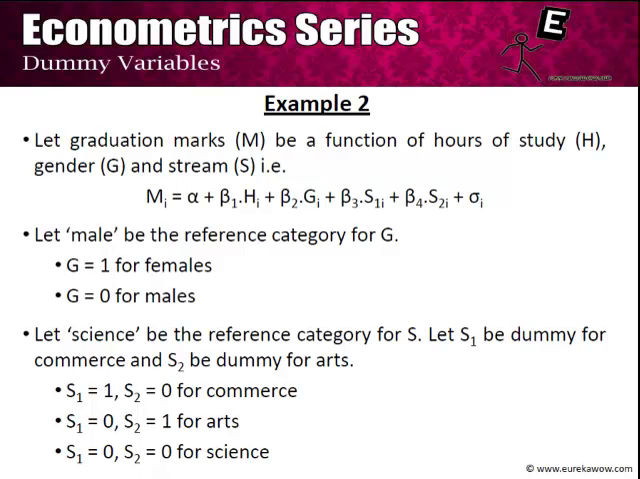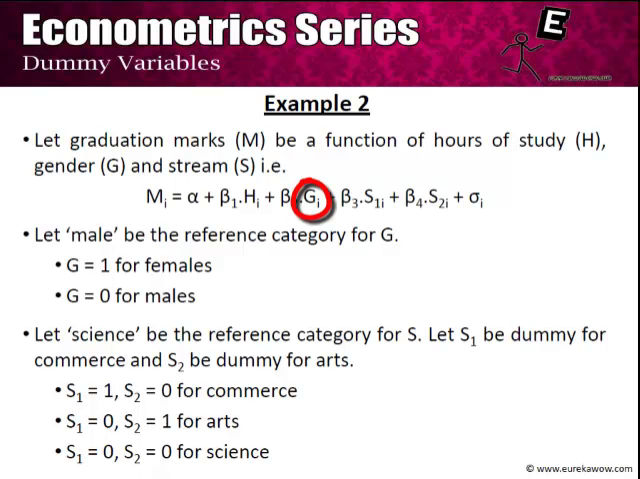Similarly, a second example that we can talk about is graduation marks M, which is a function of hours of study H, gender and stream. So note that we are now talking about two qualitative variables, one is gender and one is stream. Gender is a qualitative variable with two categories, male and female. Hence we need one dummy variable which is represented here by Gi.